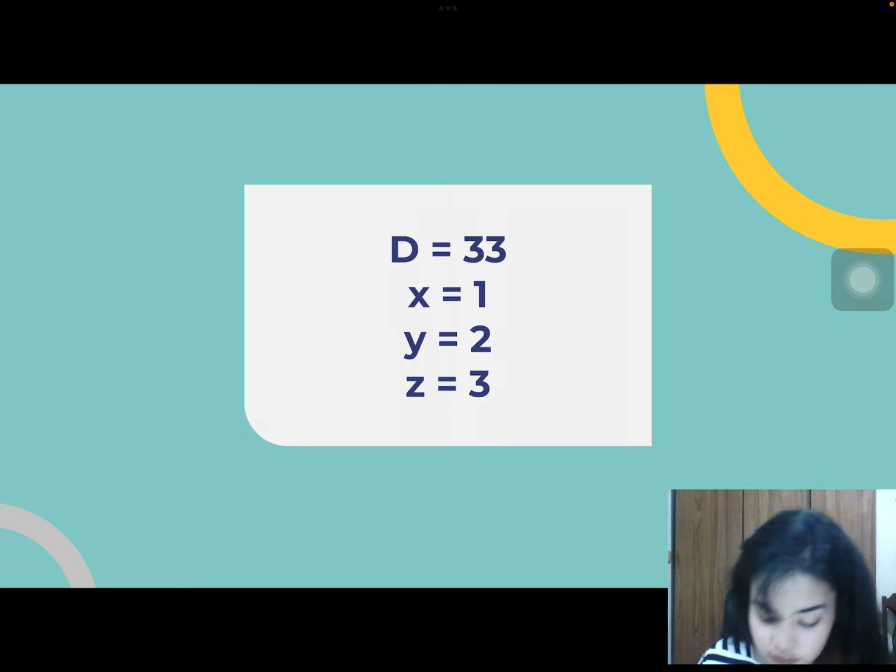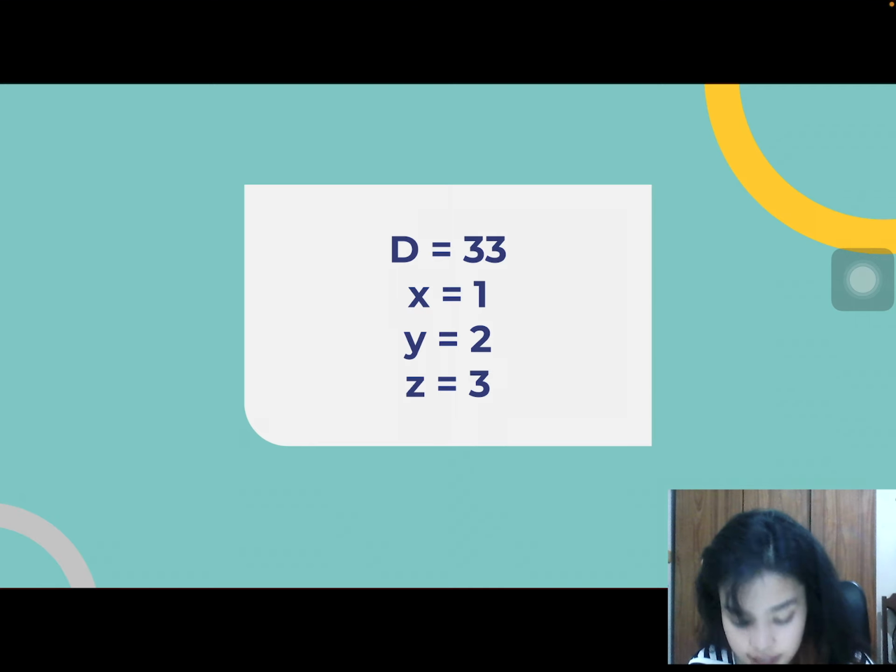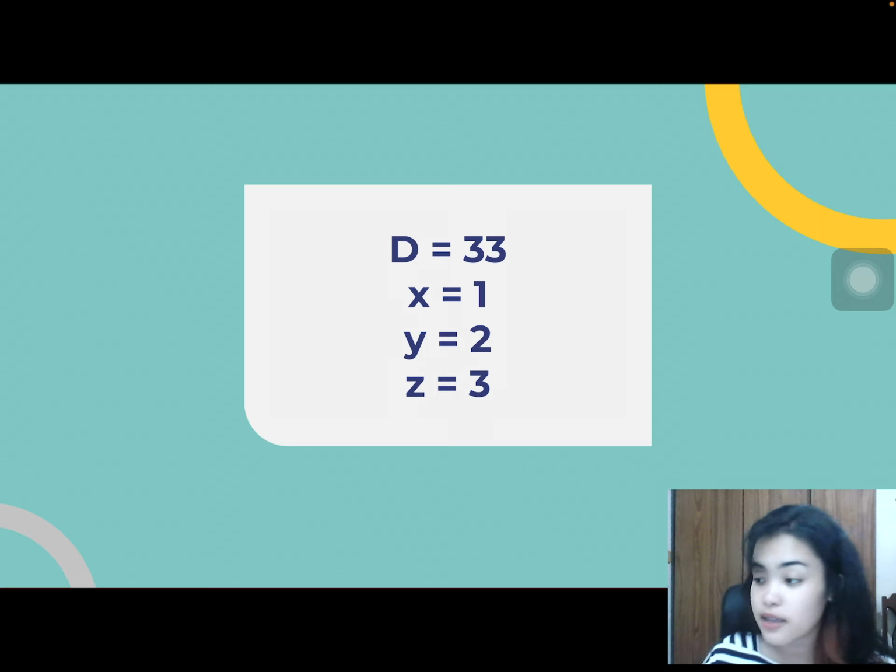So these are the values of D, x, y, and z, and that is just how you will solve matrices or determinants using Cramer's rule.